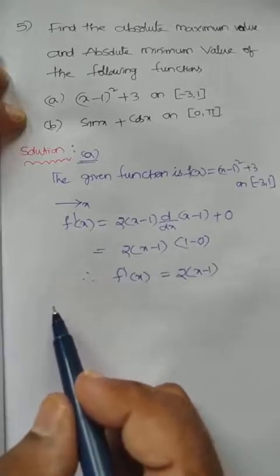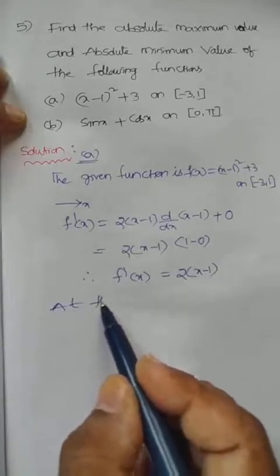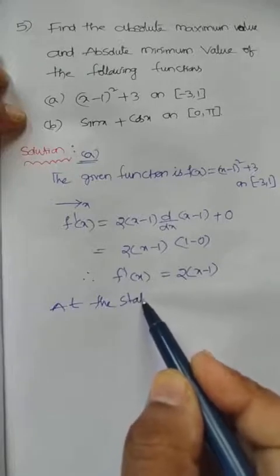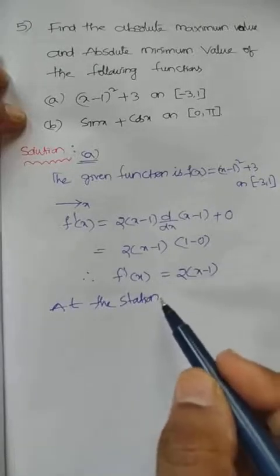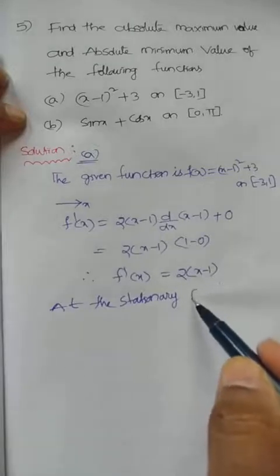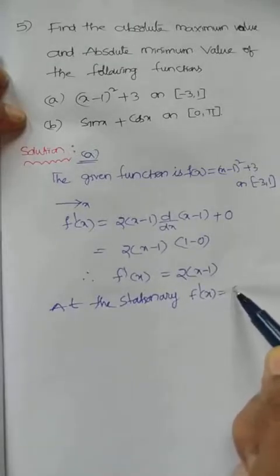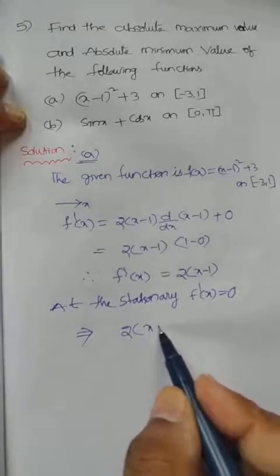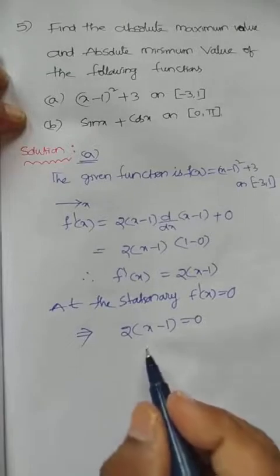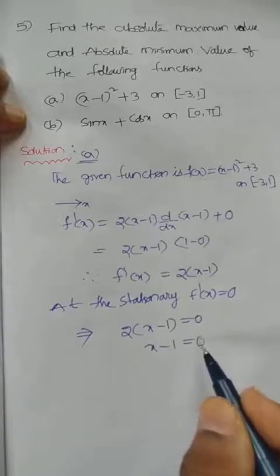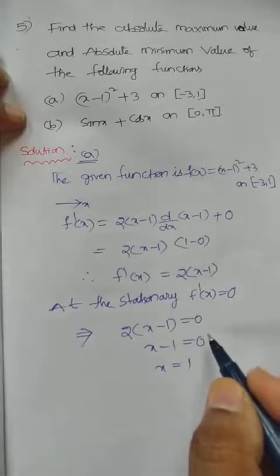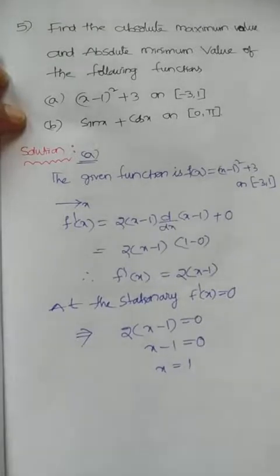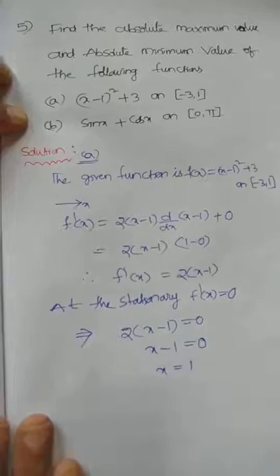Now at the stationary point, f dash of x must equal 0. That implies 2 into x minus 1 is equals to 0, so x minus 1 is equals to 0, so x is equals to 1 I got here. So I got only one stationary point, so it should have only one value, either maximum or minimum. Let us check it.